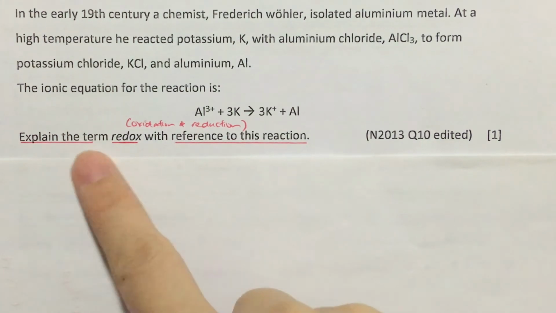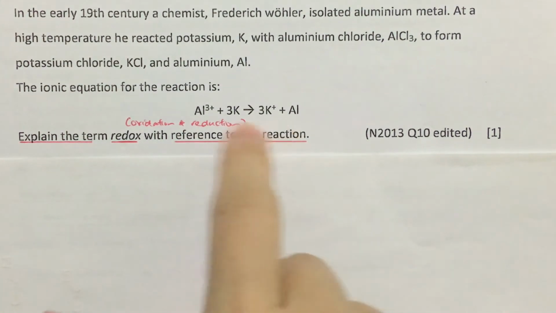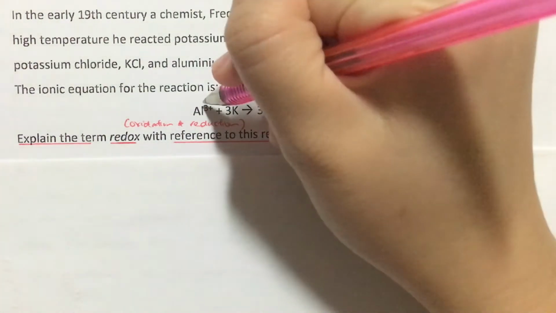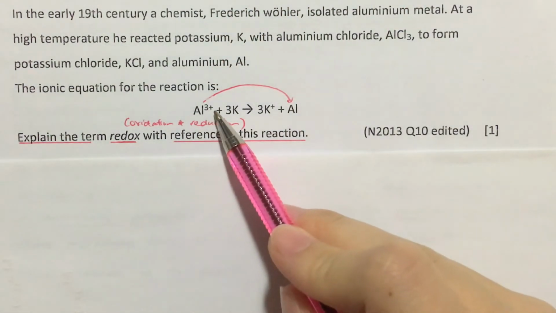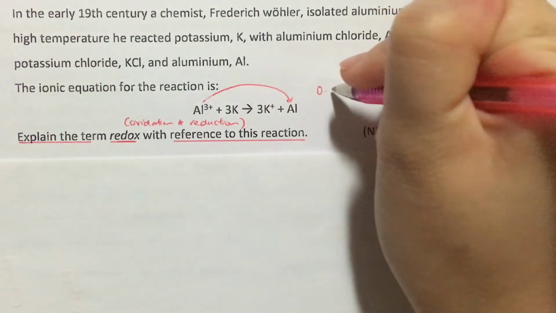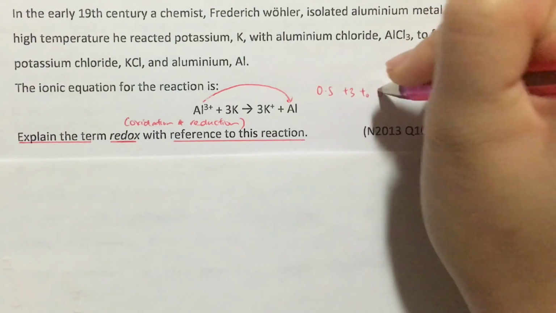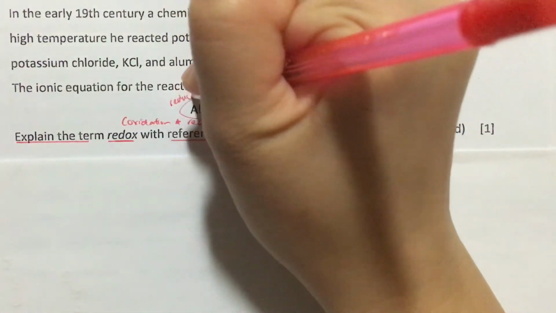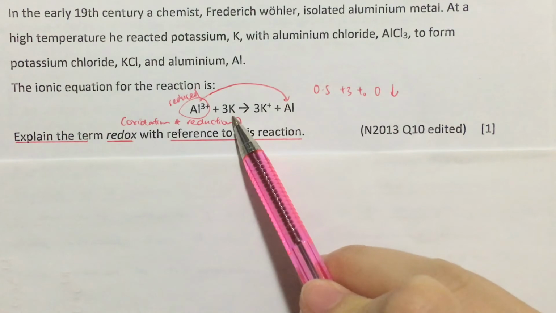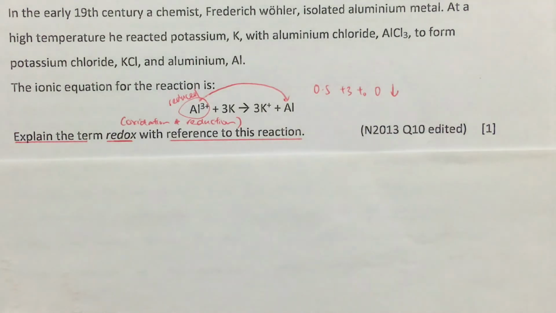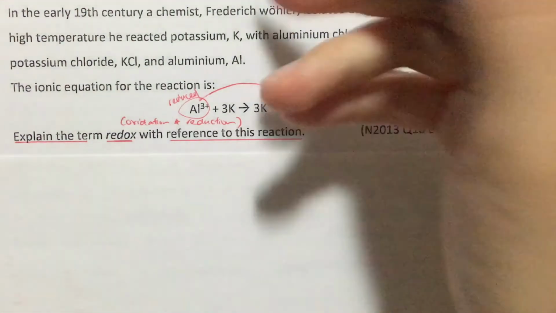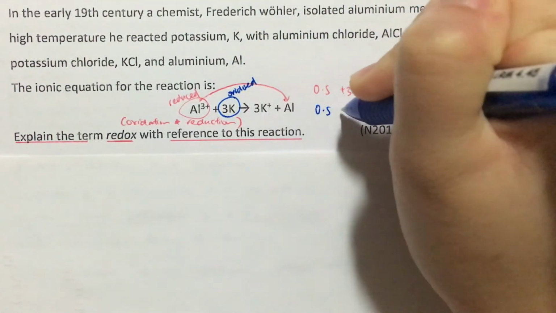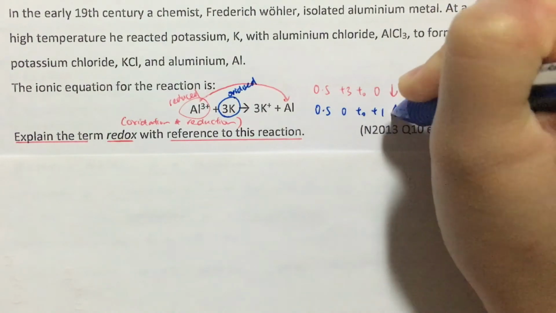This question says to explain the term redox with reference to this reaction. Redox means that oxidation and reduction take place at the same time. Let's see what happened. Aluminium from oxidation state of +3 to 0. Oxidation state of +3 to 0 means it decreased, so my aluminium ion is reduced. And for my potassium, from 0 to +1 means that my potassium here is being oxidized, because the OS changes from a 0 to a +1, there is an increase.